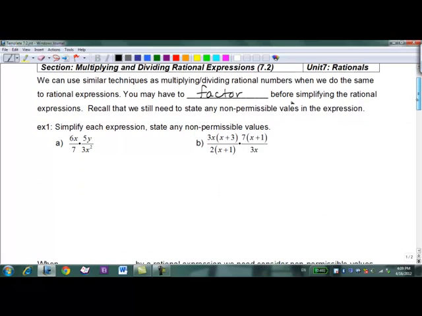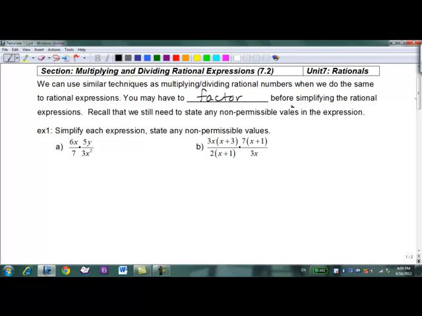So we saw last section, 7.1, about non-permissible values. Basically, just take the denominators, make them equal 0, see what happens. What values do those occur for? I'm going to do that kind of quickly here. Maybe I'll try and always do it in red. Non-permissible values here would be x can't equal 0 for this one.